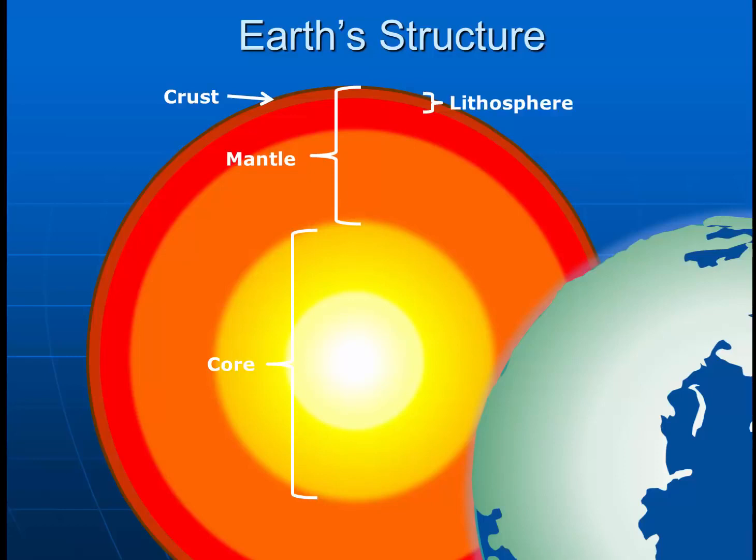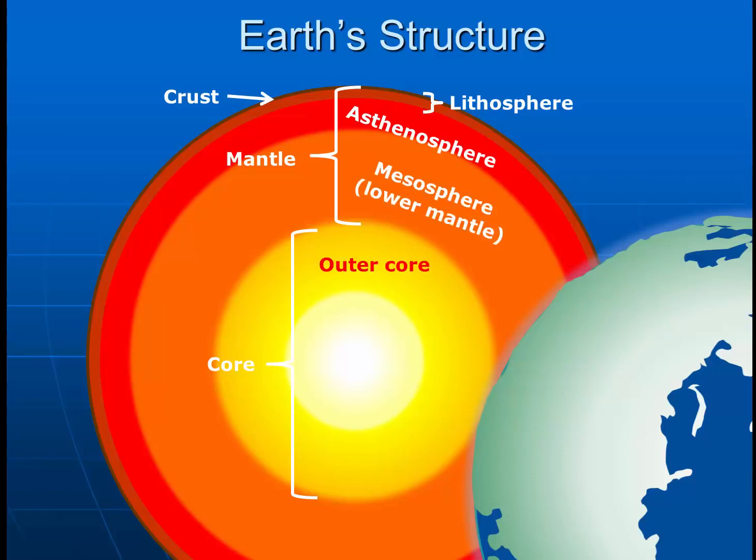Below the crust is the area we refer to as the lithosphere, although the lithosphere also includes the crust. Below the lithosphere is the asthenosphere and the mesosphere. The core is also subdivided into the outer core and inner core.